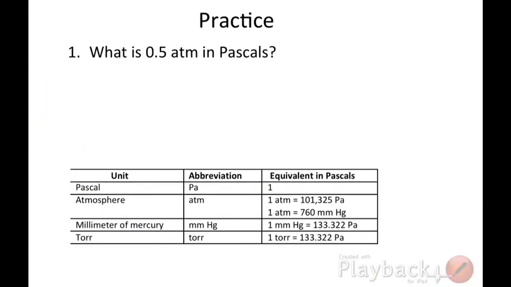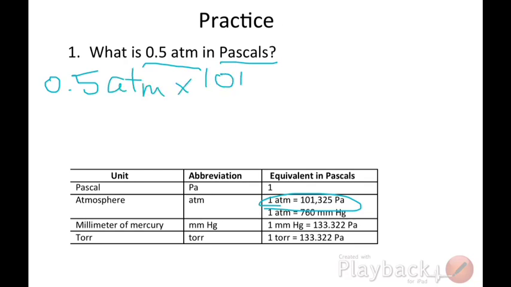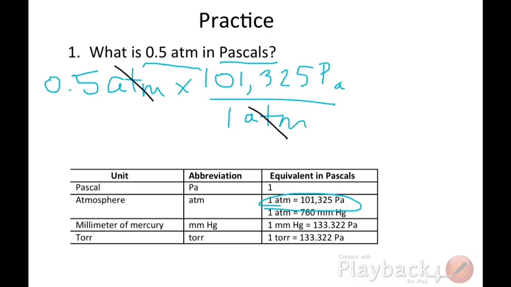Here's our next problem. What is 0.5 atmospheres in pascals? So we start with our given, and then we want pascals as the units on our answer. We're going to use that same conversion factor. We write down our given first. We set up the conversion factor so that we can cancel the units of atmospheres. We're going to go ahead and cancel those atmospheres units, and then we have to multiply 0.5 times 101,325.